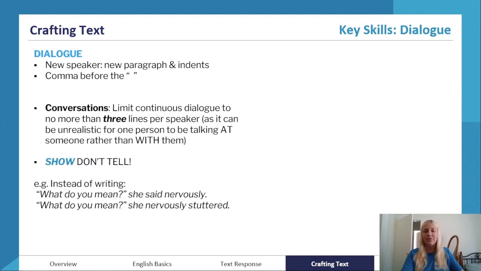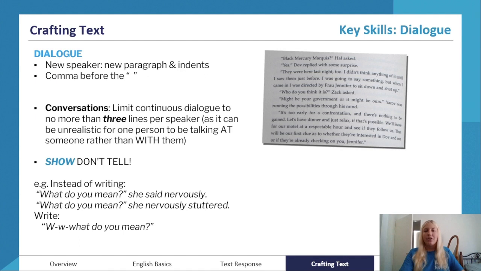Make sure you're adhering to conventions of dialogue. Any new speaker gets a new paragraph and new indents. There should be a comma, or you can use a dot as well before the closing quotation mark. Limit continuous dialogue. It should be short because you don't want to make it appear as if people are talking at people, talking at a wall, rather than with them. They should both have a say in the conversation. And if you think about natural conversations, you take turns speaking, okay? So a good rule is less than 3 lines per speaker.